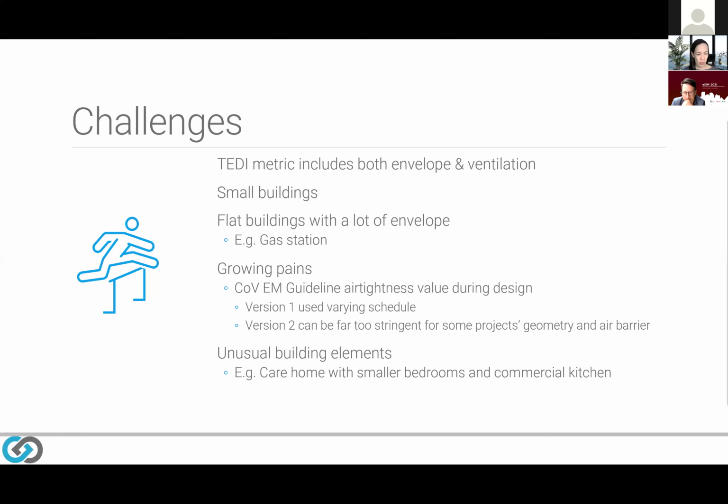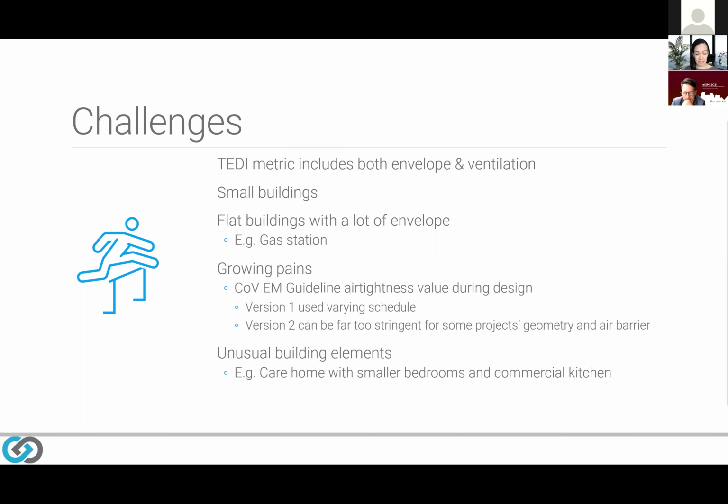There's also been some growing pains along the way. So I mentioned the air tightness requirement that was in the City of Vancouver guidelines. And version 1 of the guidelines actually had a varying schedule for air tightness. And then version 2 of the guidelines came out and gave us a standardized schedule, or a standardized rate, that should be applied at all times.